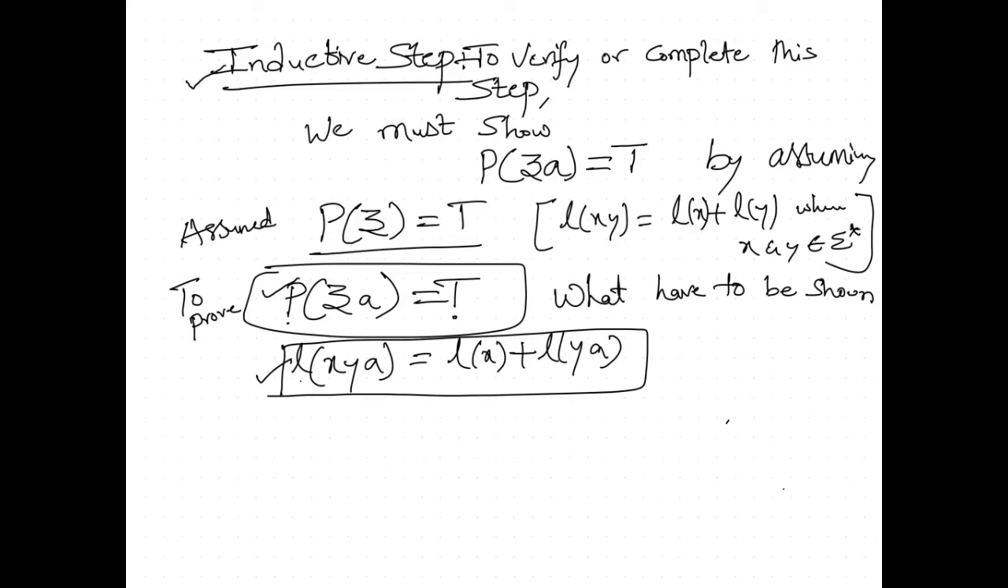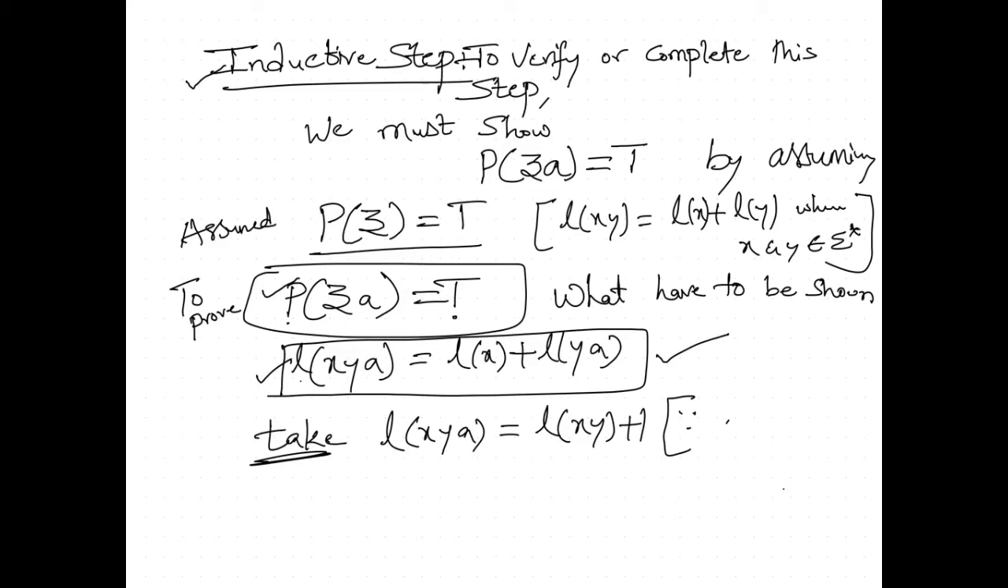So now I am in the process of proving this particular thing, right? So what am I going to do now? Let us take L of xya is equal to L of xy plus 1. Can I write it like this? By the recursive definition of L of W. What is the recursive definition of L of W?